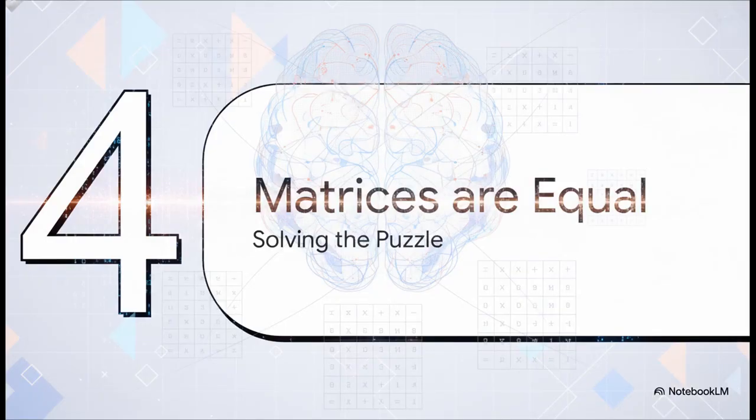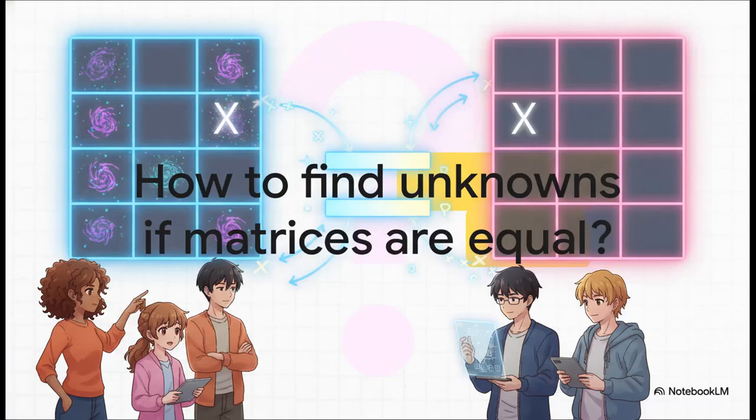All right, Part 4, when matrices are equal. How do we actually use this to solve puzzles? So, here's the big question. What happens when we set two identical data grids against each other, but one is missing some pieces? Say we have an equation where matrix A equals matrix B, but matrix A is hiding some unknown variables inside it, like an X or a Y. How do we crack that code?